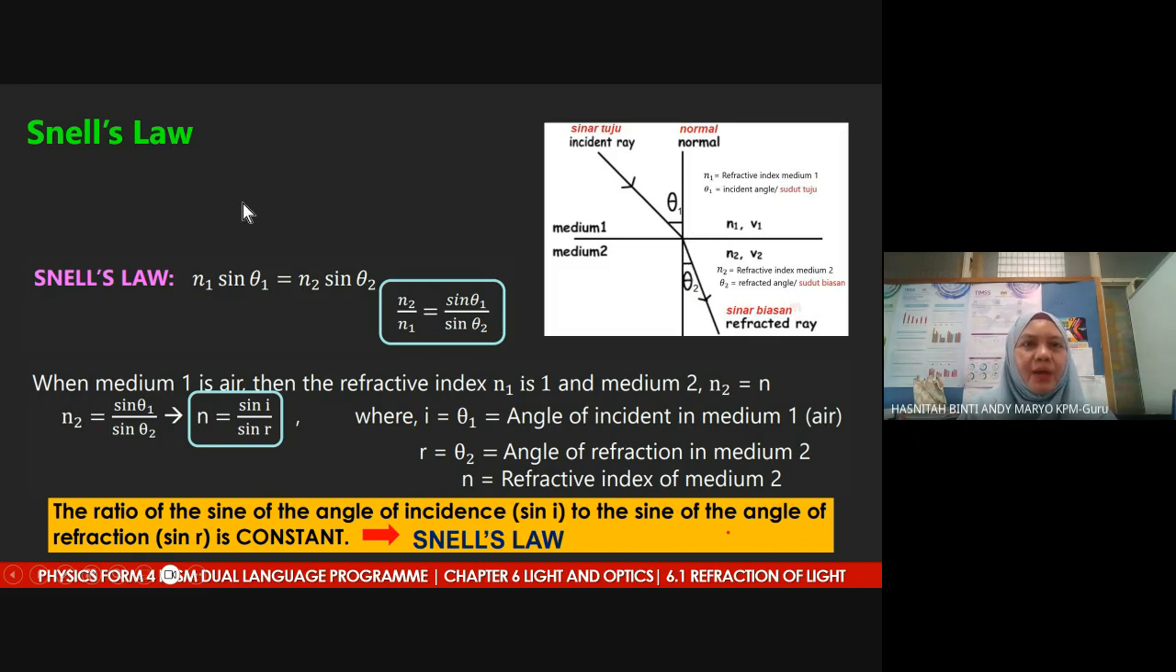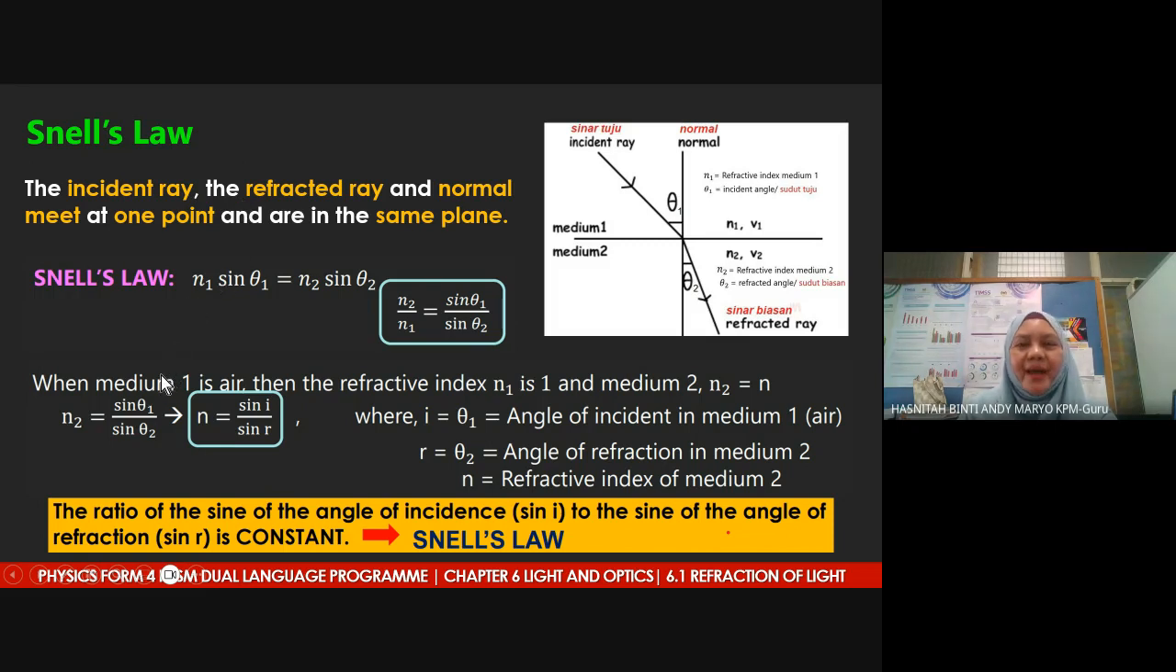Before we understand Snell's law, first and foremost, we must understand from this diagram that the incident ray, the refracted ray, and the normal all meet at one point. So where is the point? Here at the center. The incident ray is directed here, the normal is drawn here, and then the refracted ray starts from here. So this is the meeting point of the incident ray, refracted ray, and the normal. And they are in the same plane.